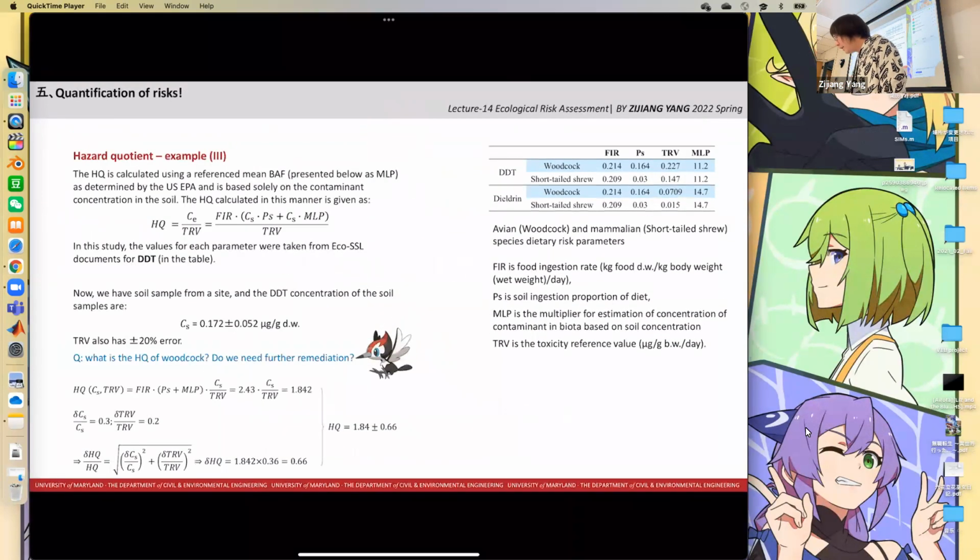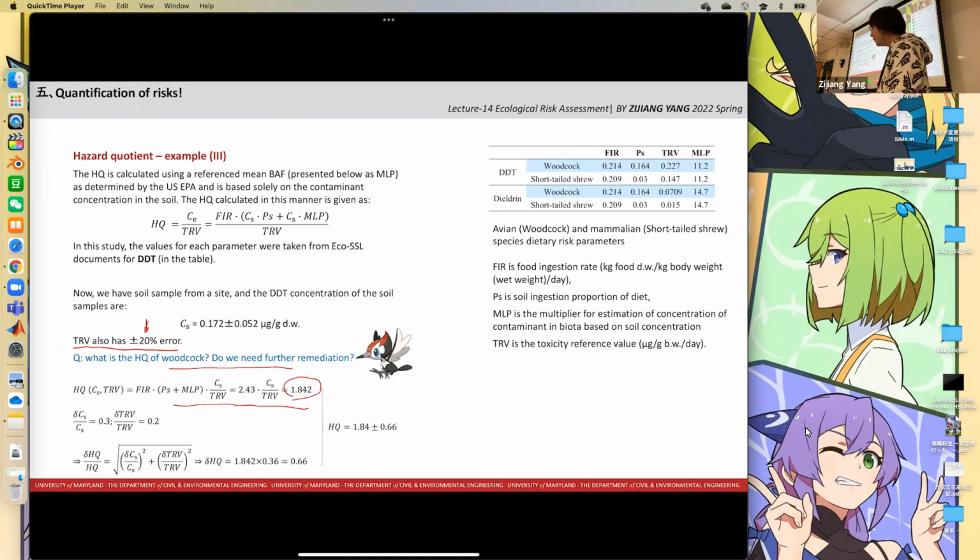And then we can also have some further uncertainties. As mentioned in that lab, we know that the toxicity reference value may have some errors. Let's just say it has 20% error. Again, we want to answer the same question, so we can just plug in the values. We can get the average HQ, which is this one.